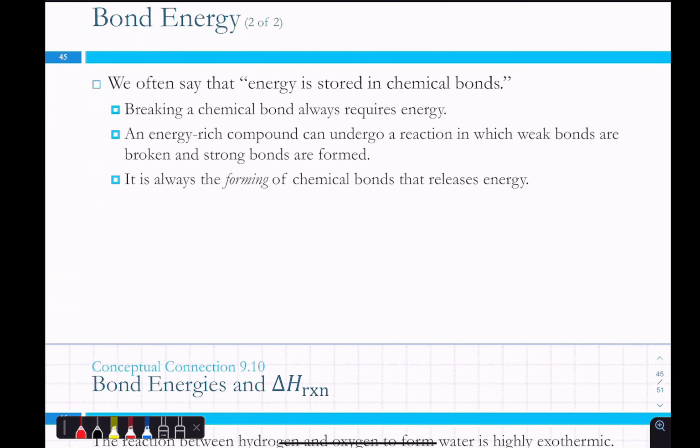Yeah, so we often say that energy is stored in chemical bonds, like its chemical potential. But it always takes energy to break a bond. It's just that when you form more favorable bonds, that's when you get an excess of energy, an overflow of energy. So it's always the forming of chemical bonds that releases energy.